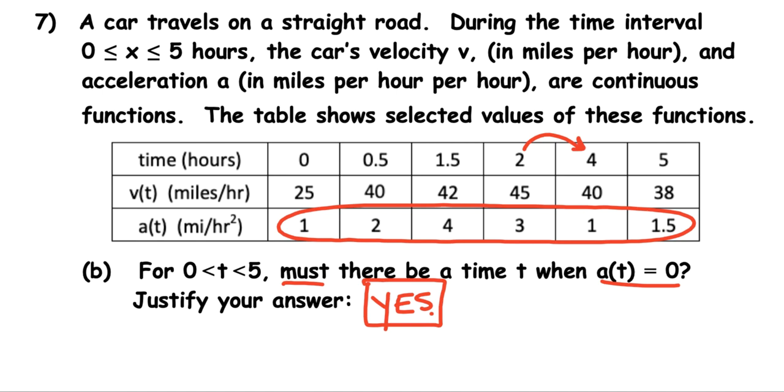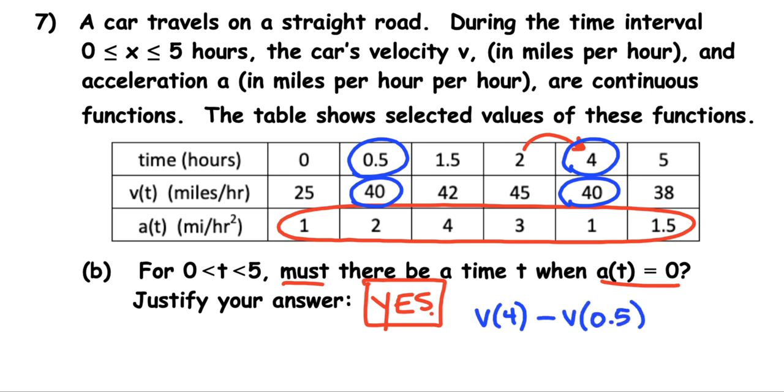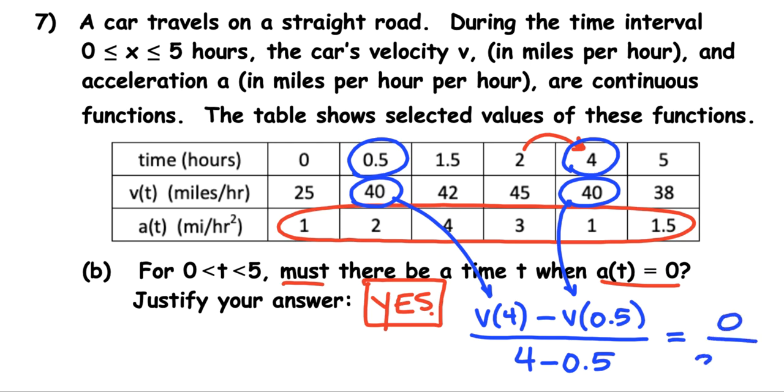And here's what I'm drawn to. I see a pair of 40s right here. One is a half an hour in, the other's 4 hours in. If you think about this, you've got the velocity at 4 hours minus the velocity a half an hour into the car trip, over time, which is 4 minus a half. Since these velocities are both 40, you're going to have 40 minus 40, which is 0. 0 over who cares, 3.5.